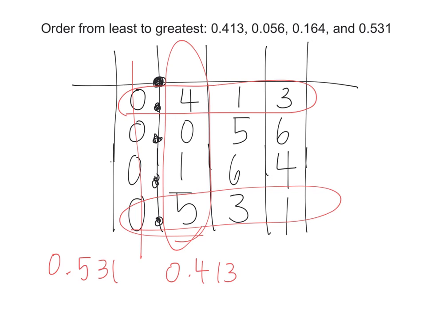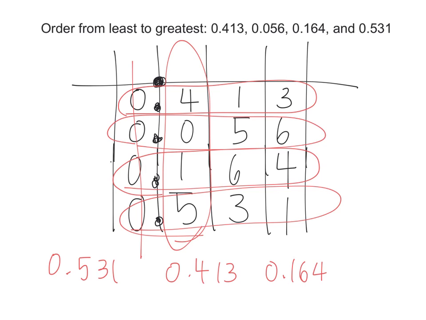Which one's the next biggest? Arhan? The third one. Okay, what is that number in word form? 164 thousandths. And then finally, the smallest one is this one with a 0 in the tenths place, which is 56 thousandths. Now, I've written the numbers from biggest to smallest, so I know that this is greater than that one, this is greater than that one, and this is greater than that one.